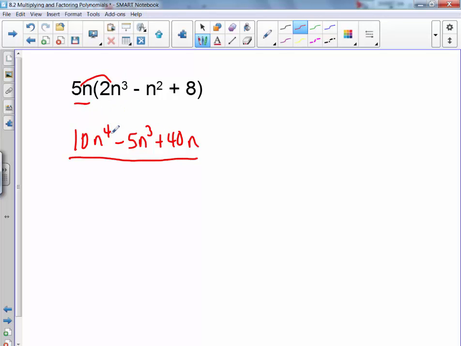See, 10n to the fourth divided by 5n is 2n to the third. 5n to the third divided by 5n is n squared. 40n divided by 5n is 8. So we're going from multiplying and getting a product to having the product and pulling out the thing that they have in common.